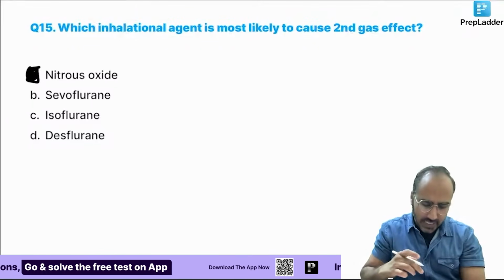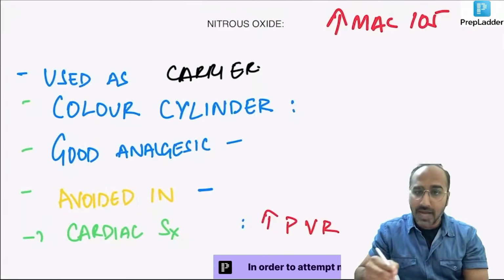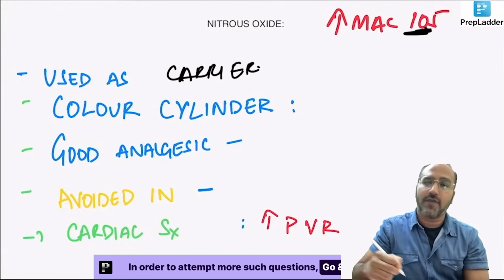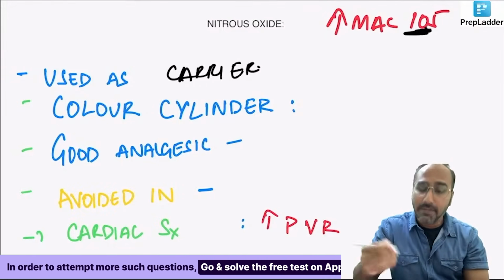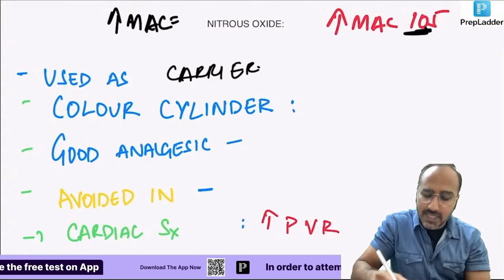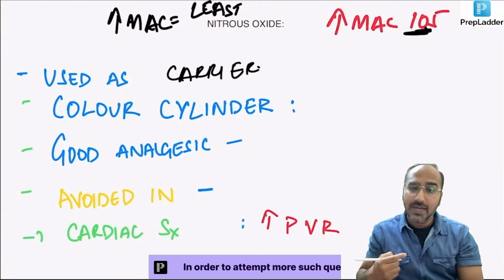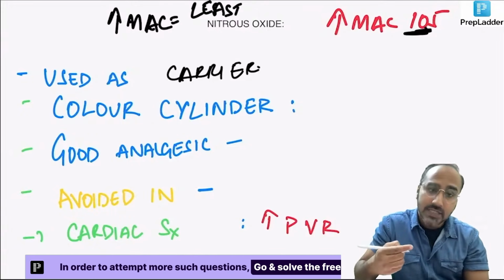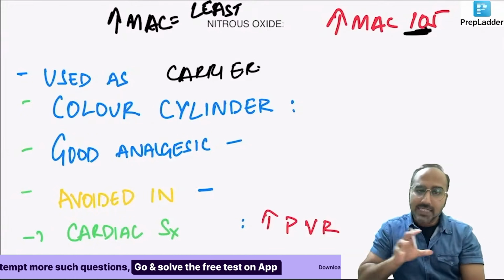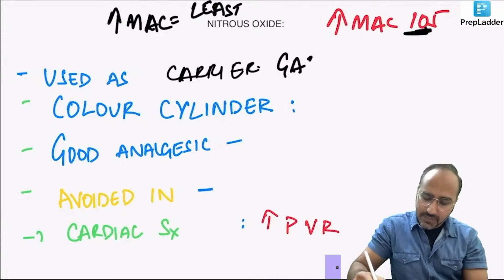Okay, nitrous oxide, when we are discussing it, we have to discuss some things about it. What is the MAC value of nitrous oxide? 105. That is, it has a high MAC value. Any agent which has a high MAC value will be the least potent. Due to this reason, we don't use nitrous as a sole gas. We use nitrous with some other inhalational agent as a supporting gas, so it is also called a carrier gas.